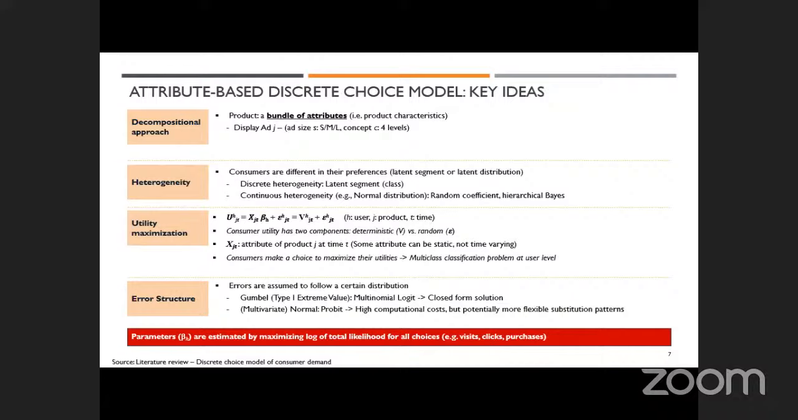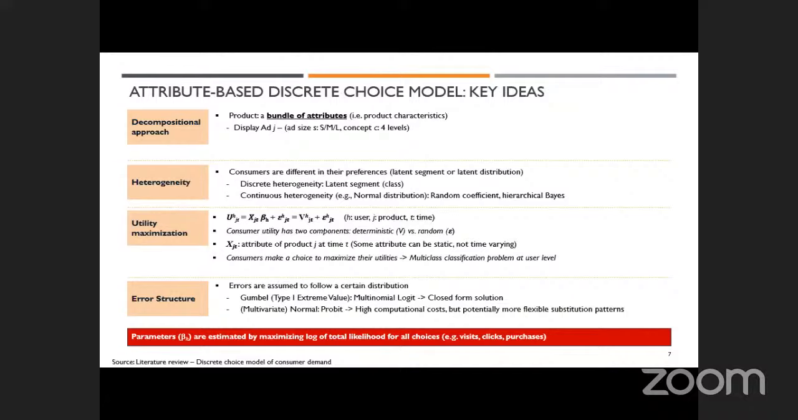So as an example, if you are talking about a display ad clicking kind of model, the size of the advertisement, like small, medium, large, or the concept, maybe there are four different concepts, those can be estimated easily instead of estimating a different ad effect for each different ad type, right? So that is one construct, the product as a bundle of attributes.